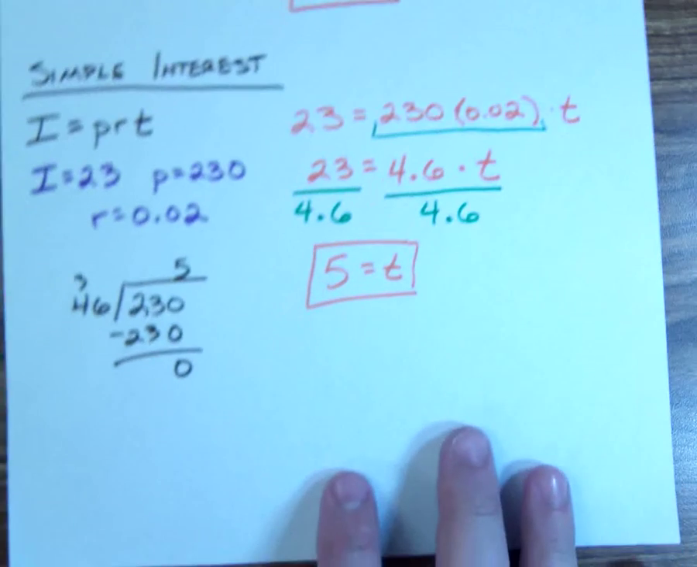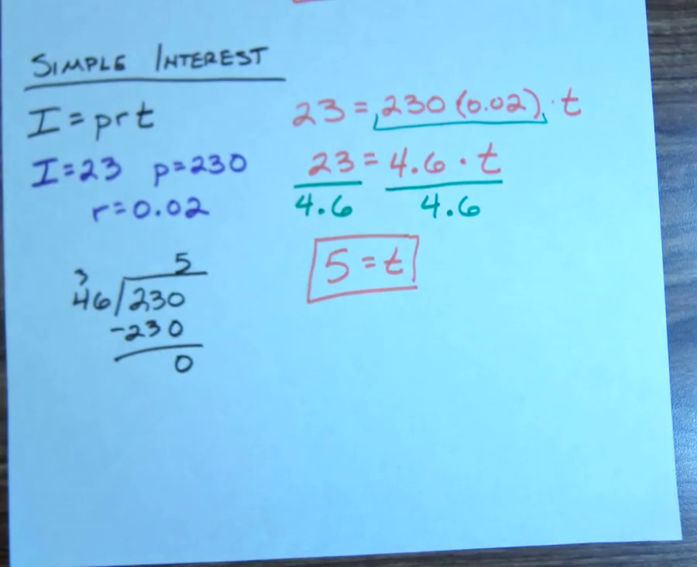This problem is good math practice and also a cautionary tale for why you do not want to invest in a savings account that makes 2% interest, because after 5 years you've made $23. That is not a good rate of return on your investment. That is not the way you want to invest your money.